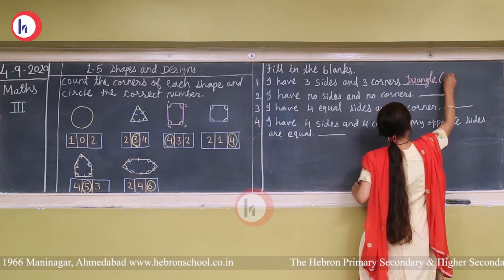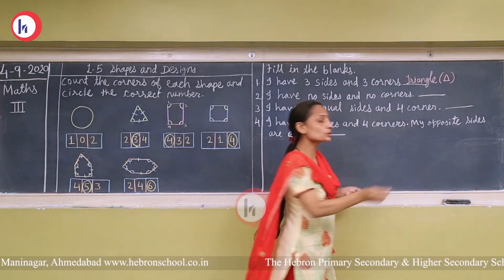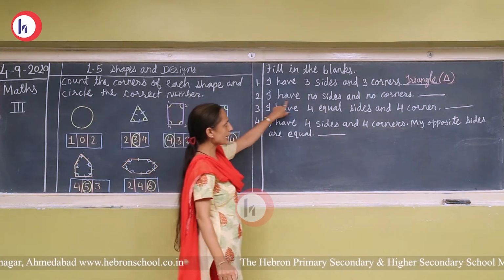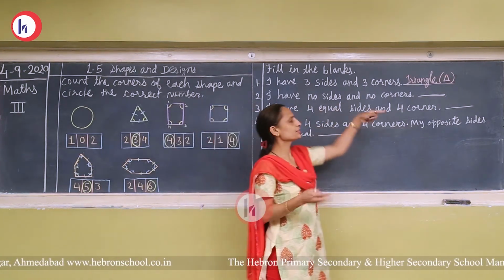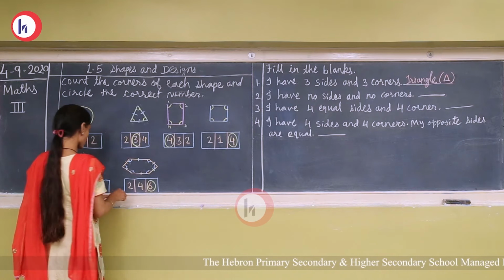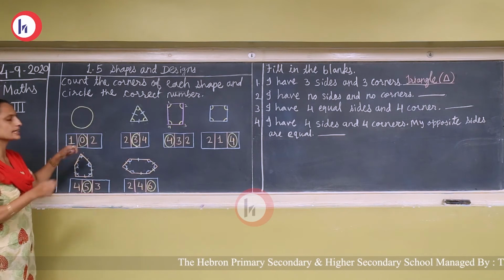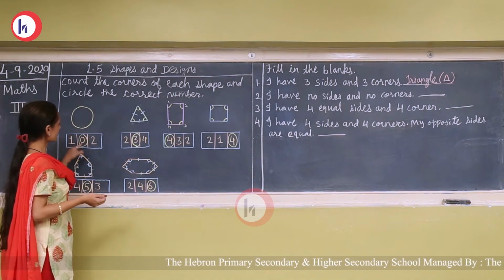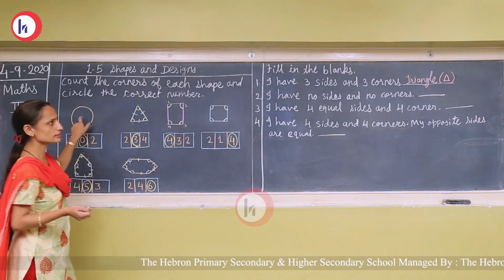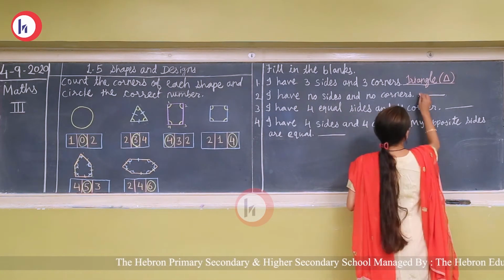And I will do the drawing and I will draw the shape so that you come to know. Triangle. Now next, I have no sides and no corners. See here. Which shape has no sides and no corners? Yes, circle. Circle has no corners and no sides. Any side is there? No. Only circle has no sides and no corners. So here our answer is circle.